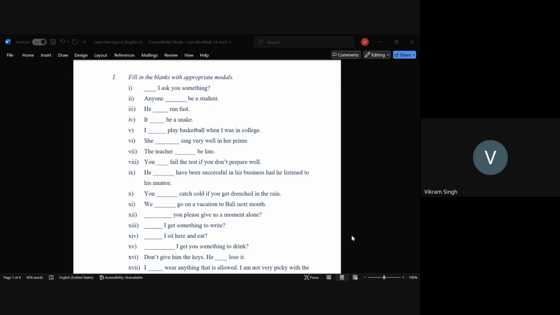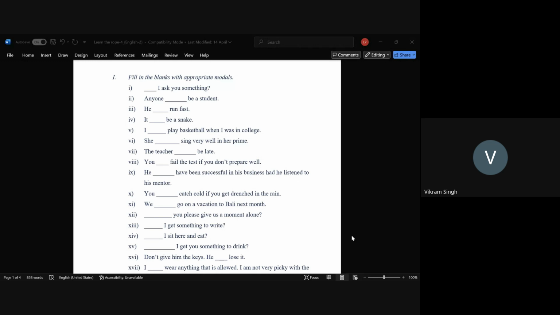Ma'am, it's a verb that shares characteristics with both modal verbs and main verbs. So, give me examples of semi-modals. Semi-modal verbs.